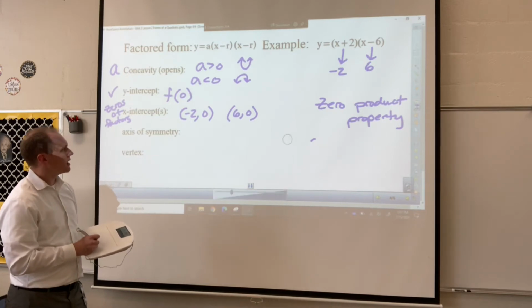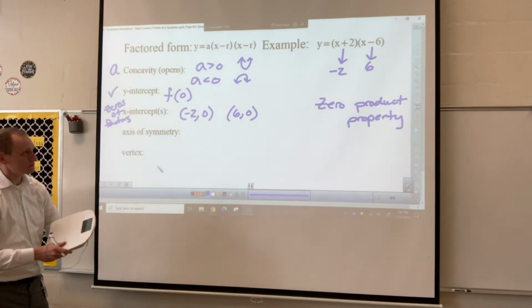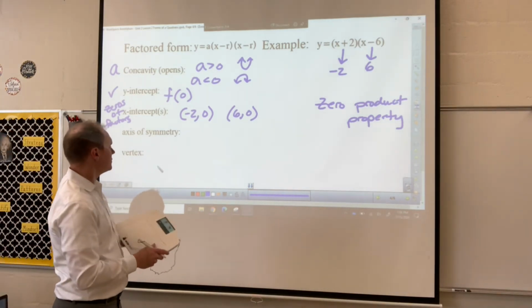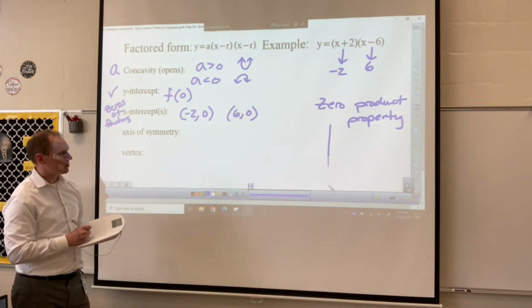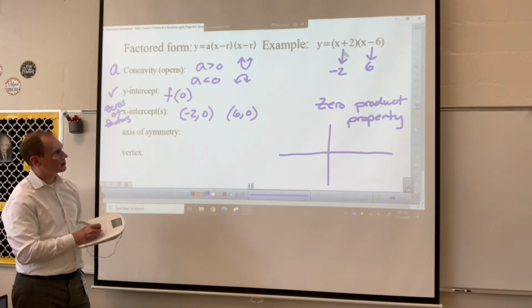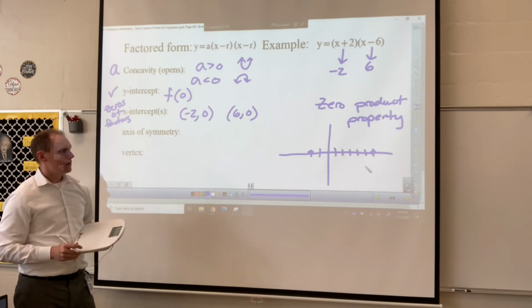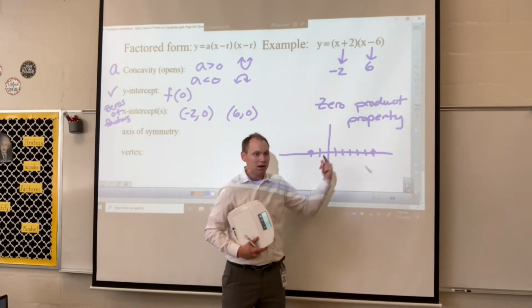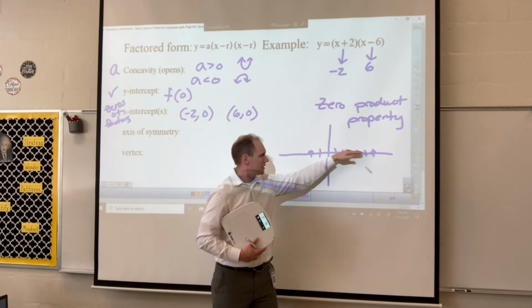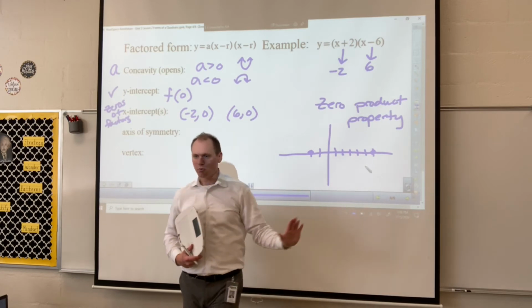Okay, so we can tell concavity, we can tell y-intercept, we can tell x-intercepts, and axis of symmetry. We can do this fairly easily. Let me explain how. I'm going to draw a really rough sketch here of this graph. So we have an x-intercept of -2, which is right there, and we have an x-intercept of 1, 2, 3, 4, 5, 6 right here. Aren't those along the same horizontal line? Meaning, if these are on the same horizontal line, isn't the axis of symmetry right in the middle of these two? So we can actually find it pretty quickly.